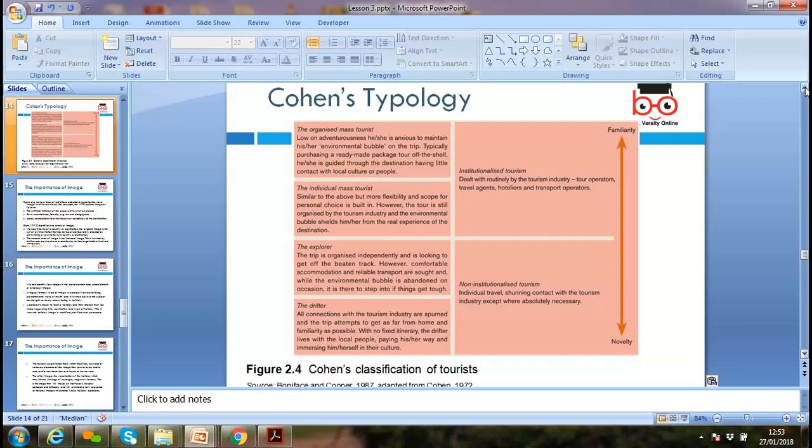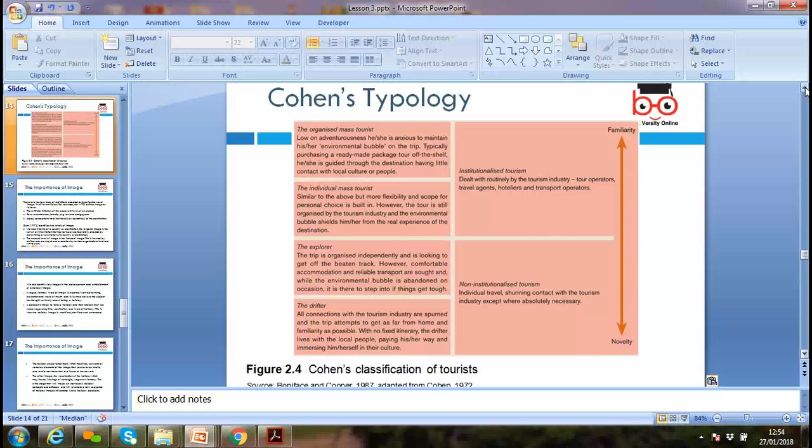The individual mass tourist is similar to the above, but more flexible, with scope for personal choices. Your picture will be built within the map with the history, because you came here and traveled, so the perception of people could be embedded. Then the explorer organizes the trip independently and is looking to get off the beaten track. However, they still want comfortable accommodation and reliable transport. If a country doesn't have the infrastructure, reliable transport and accommodation, the process could be disturbed and the connection with the tourism industry differs. So we need to look at the home and familiarities as much as possible.